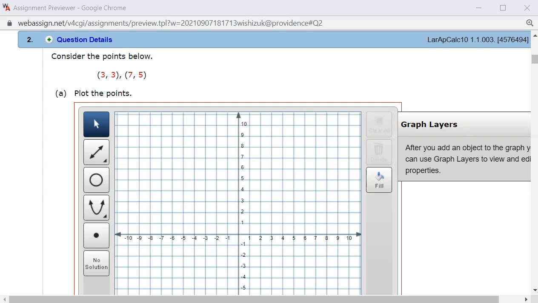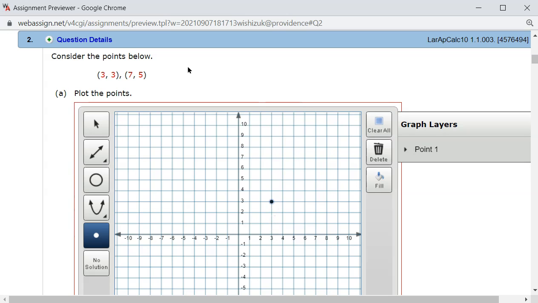Alright, let's look at homework 1.1, 1.2, problem number 2. We have 2 points, (3, 3) and (7, 5). For part A, we want to plot points. So (3, 3), use the point tool. X is 3 and Y is 3, so it's going to be right there. That's the first point.